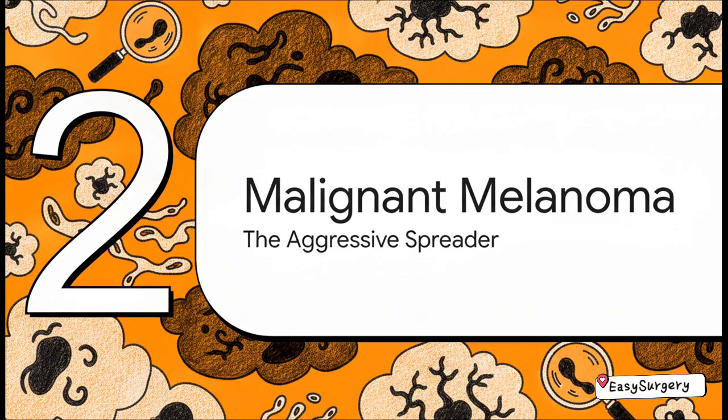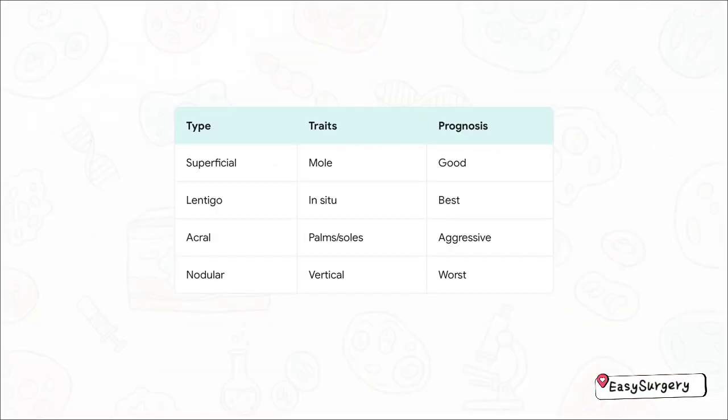All right, shifting gears, let's move into much more dangerous territory with Section 2, malignant melanoma, the aggressive spreader. And this brilliantly illustrates the different types and prognoses directly against one another. Superficial spreading is the most common, and it often arises in pre-existing moles. Surprisingly, it actually has a good prognosis because it stays in this horizontal growth phase for a really long time before invading deep. Then you have lentigo maligna, the in situ variety usually seen in the elderly.